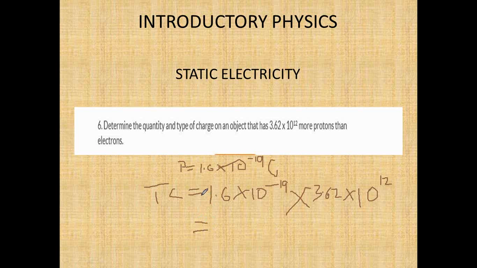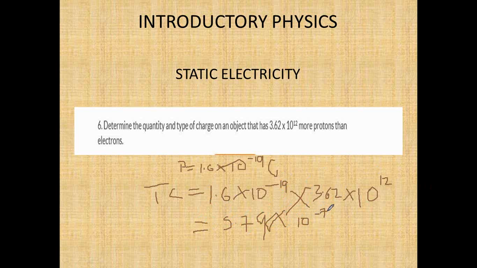Okay, because each proton contains this amount of charge and you have this number of protons, for the total charge you just multiply them. So 1.6 times 3.62 is 5.79. And when you have 10 to the power 19 times 10 to the power 12, you add the powers and you get minus 7. So this is the charge.